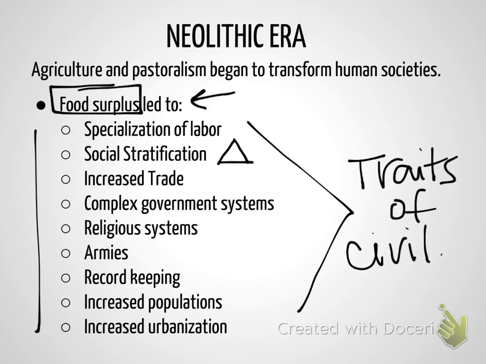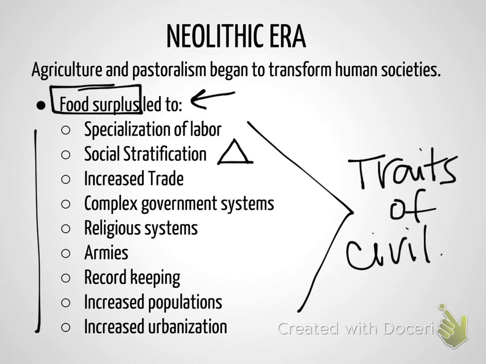We're going to see increased trade. We're going to see complex government systems, so there's going to be some sort of government that exists. We're going to have religious systems. In this time, we have early religions beginning, like early Judaism, known as Hebrew monotheism, the Vedic religions in that river valley civilization, and the different Egyptian religious beliefs.